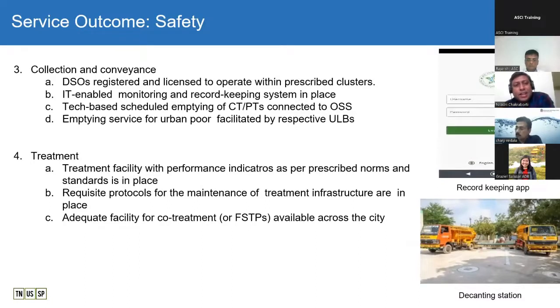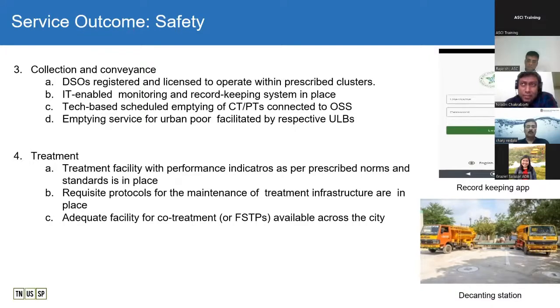The third part is the collection and conveyance. As I told you, 33% of households rely on on-site systems, which is also quite big, and there's a thriving private sector market of DSOs. But the ULB and the Government of Tamil Nadu decided on very soft-touch regulation of all those things. So their registration and licensing fee, to encourage them to bring the loads to the designated site, they kept very nominal, and annually they are deciding.